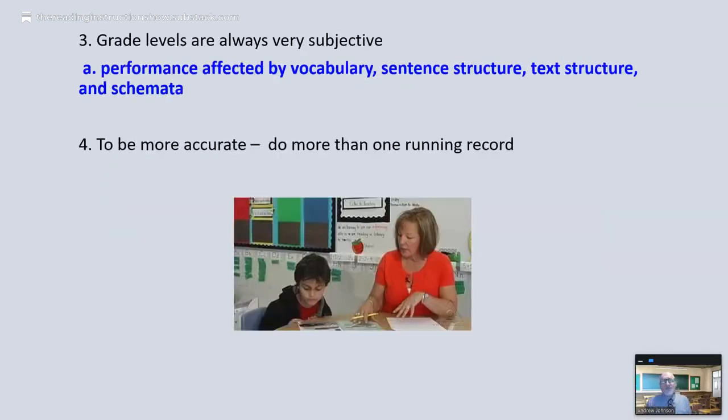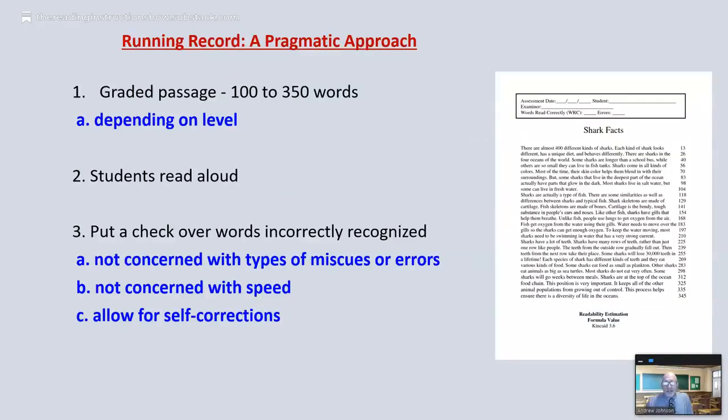And you can find the grade level, but grade levels are always very subjective because students' ability to create meaning is impacted by the vocabulary, the sentence structure, the text structure, and the schema, what's in their head. That all influences their ability to create meaning. So to be accurate with running records, you want to do more than one. And here's how you do it.